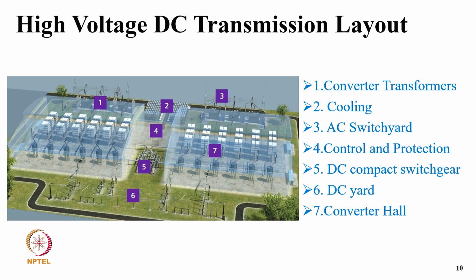As you can see, the different components are, starting from the converter, transformer, cooling system, then AC switchyard, control and protection, then DC switchgear, then DC yard and converter hall.